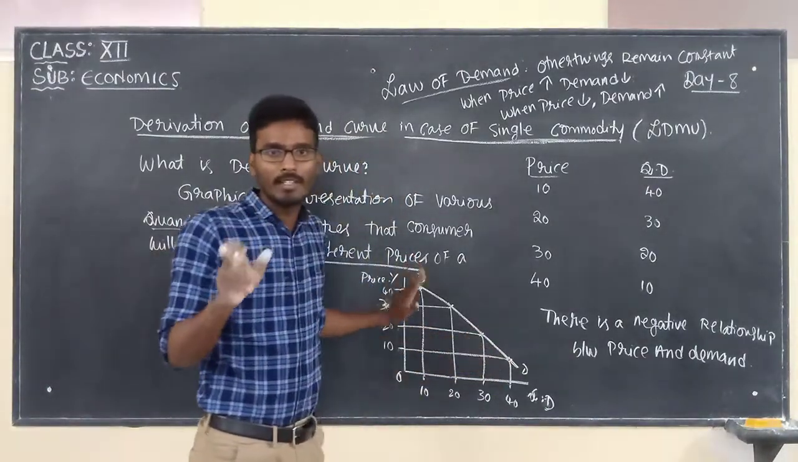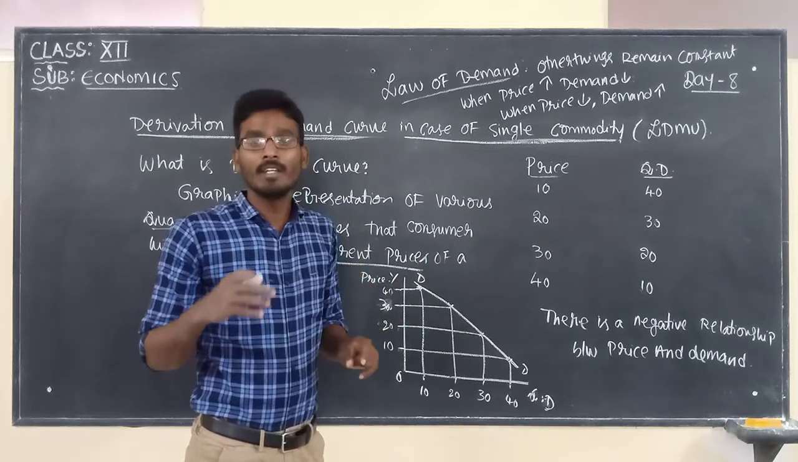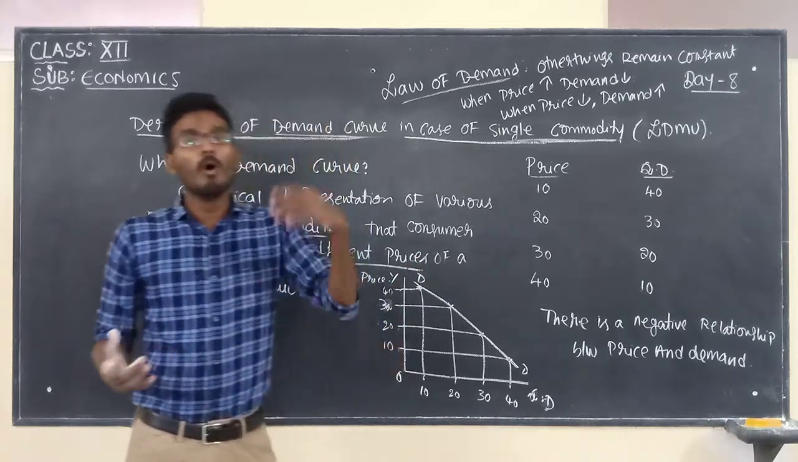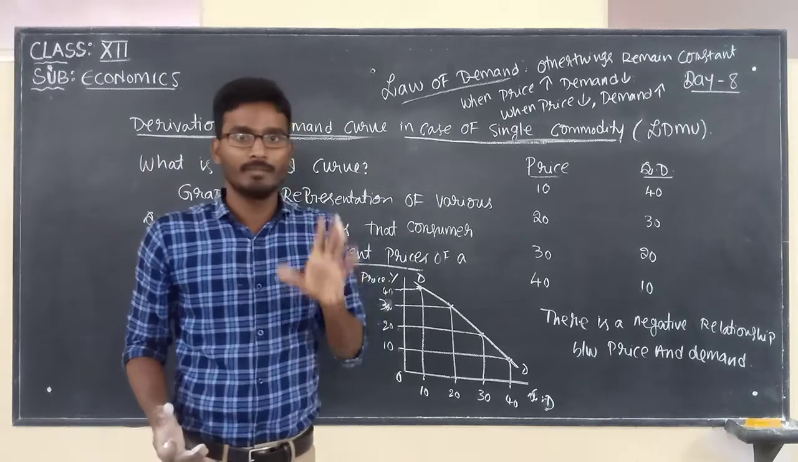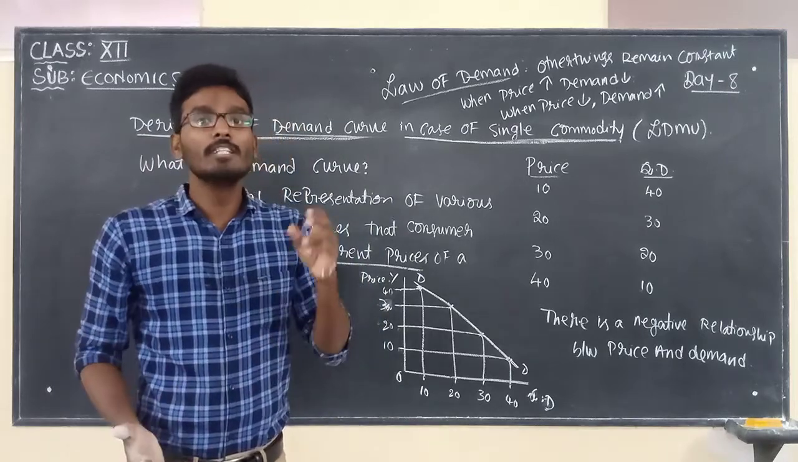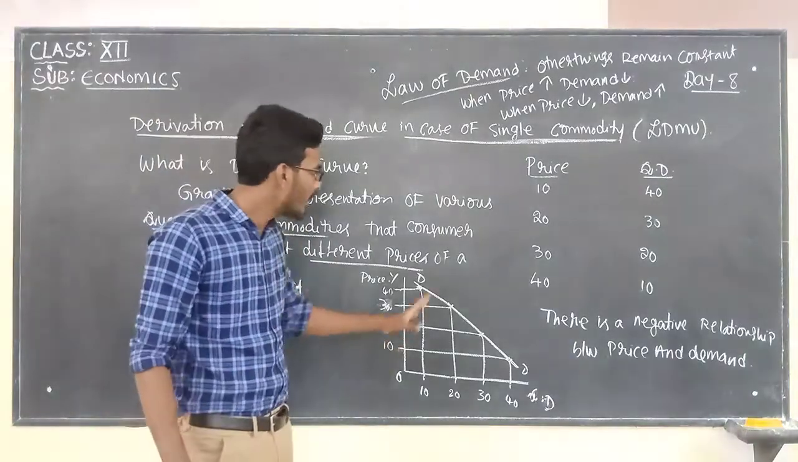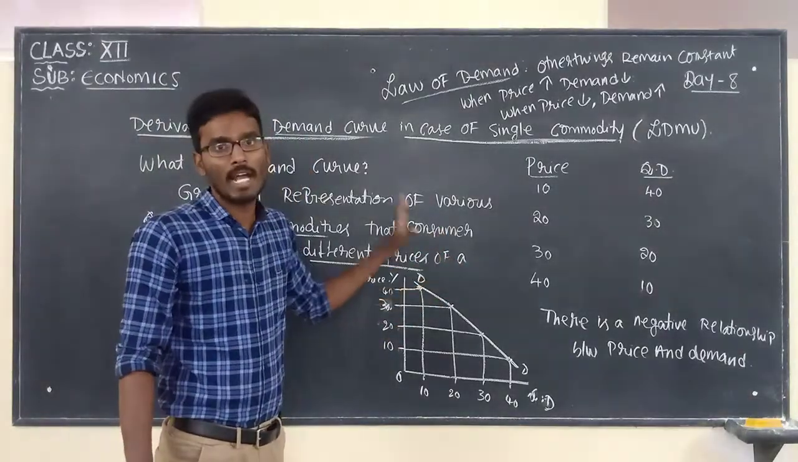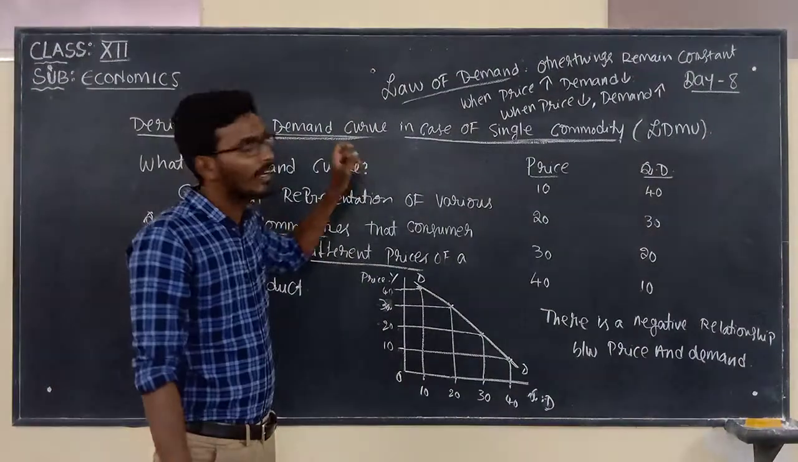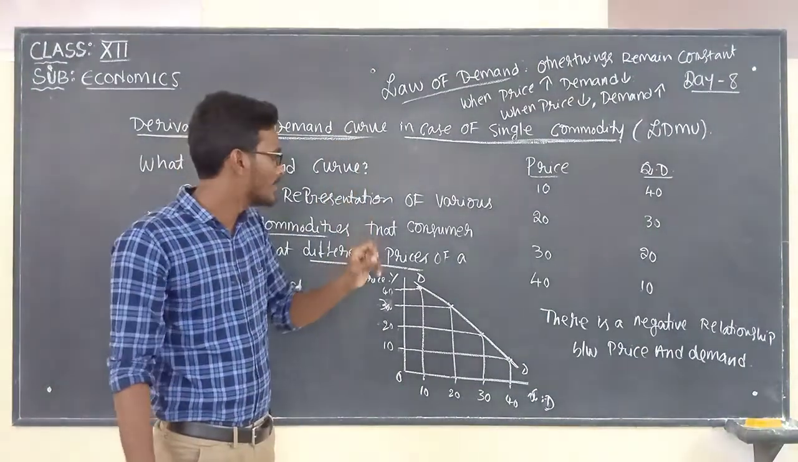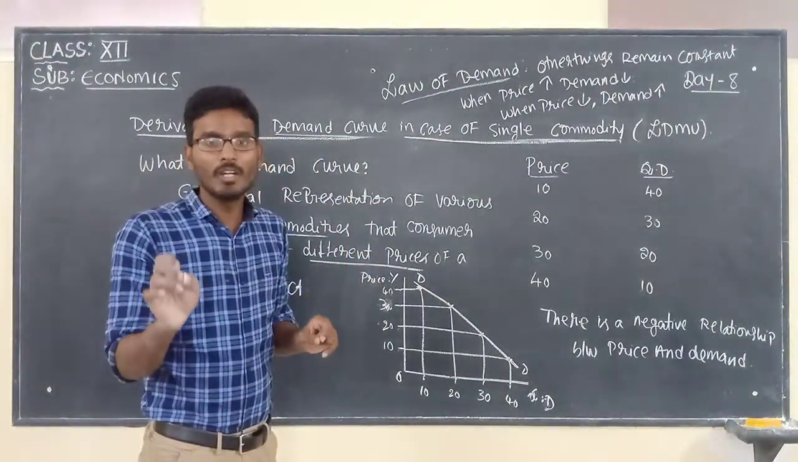The one and only reason here is that a consumer is always willing to buy more products when the price is less. When the price increases, he is willing to buy only a few products. So in this manner, the demand curve is derived by using the theory of cardinal utility analysis.